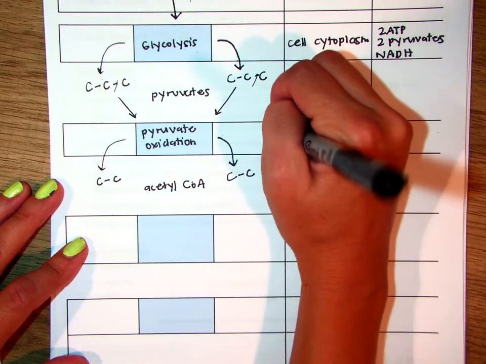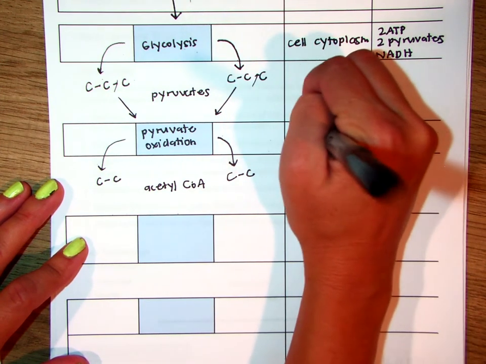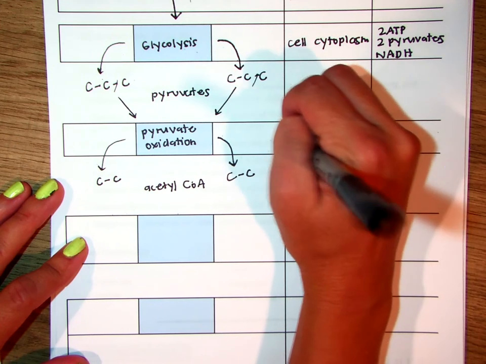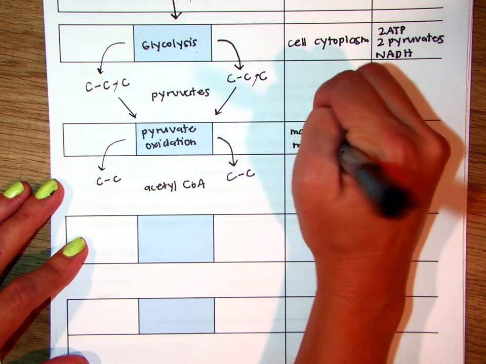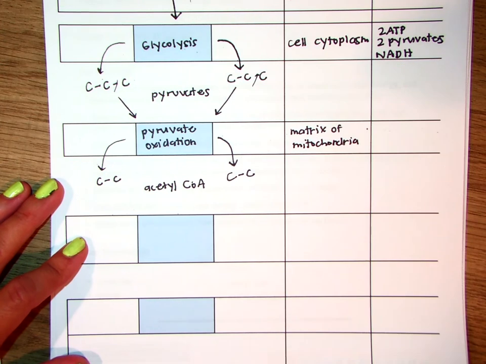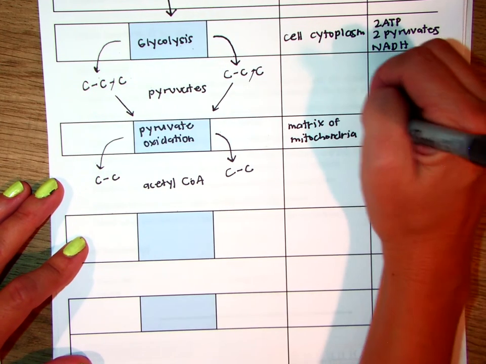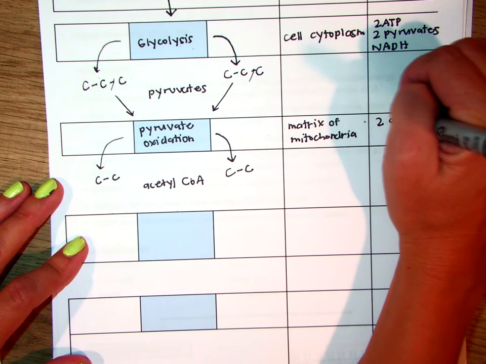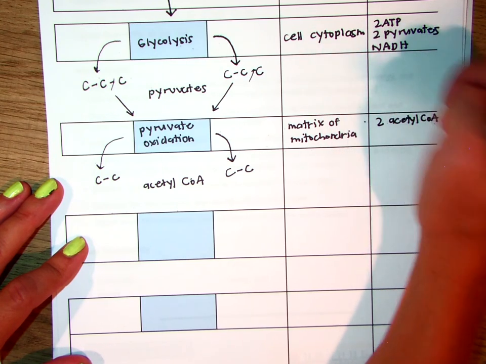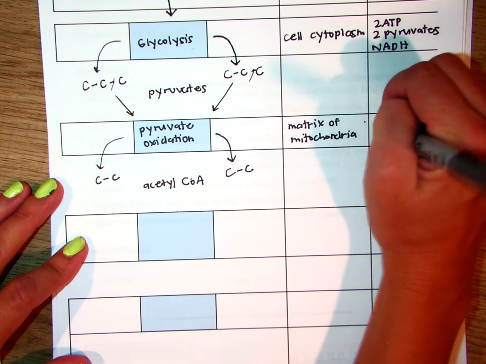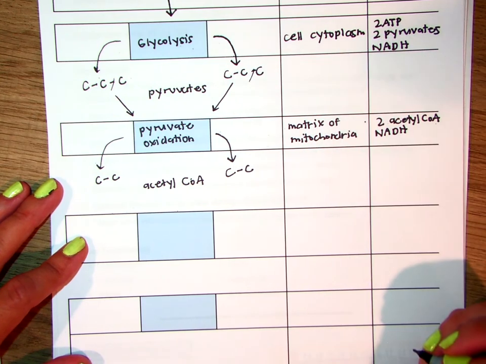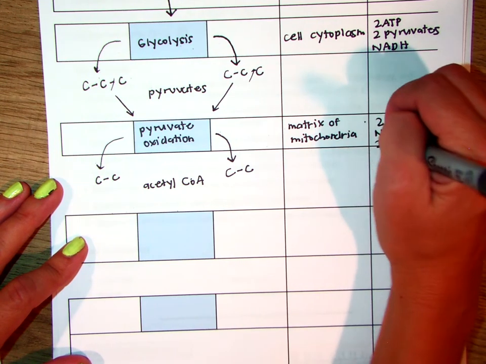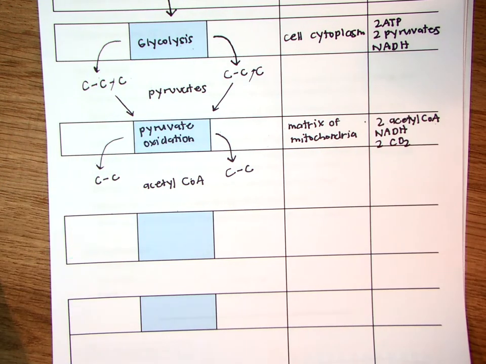This happens in the matrix of the mitochondria. And we end up with the 2 acetyl-CoAs. Some more NADH that picked up some hydrogen ions and electrons when that other bond was broken. And then those 2 carbons that broke off are given off as carbon dioxide, as CO2.